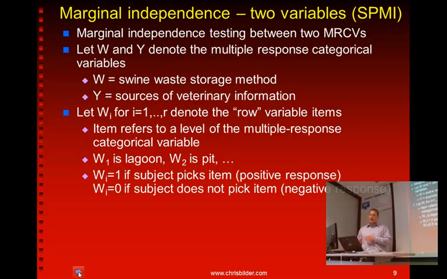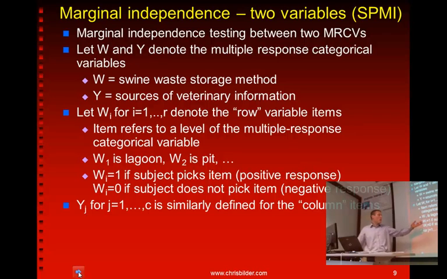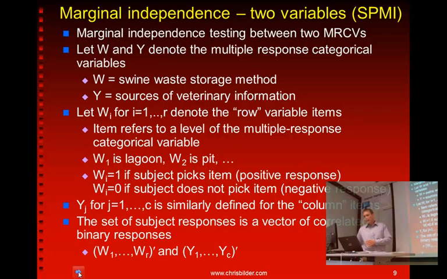Now I'm going to use a 1 to note that the item was picked, 0 if it wasn't. So if someone uses a lagoon, W1 is equal to 1. If someone doesn't use a lagoon, W1 is equal to 0. Simply put, 1 is a positive response, 0 is a negative response. We can define Y sub j in the same manner as well. And so this is what we get: a vector of correlated binary responses.